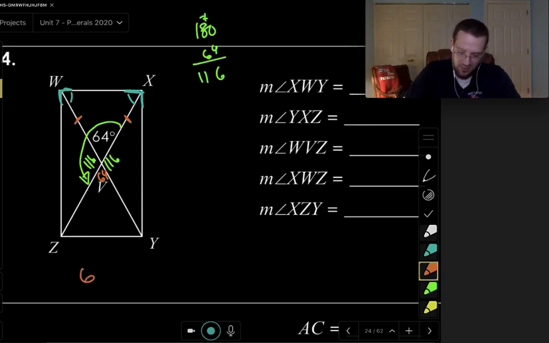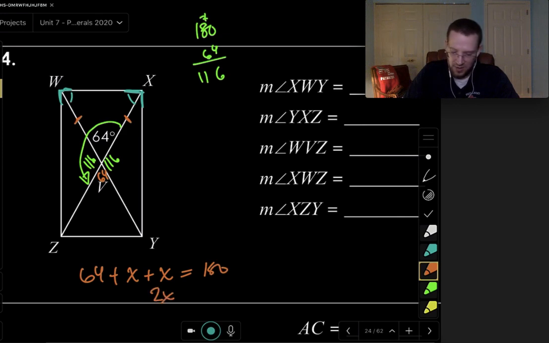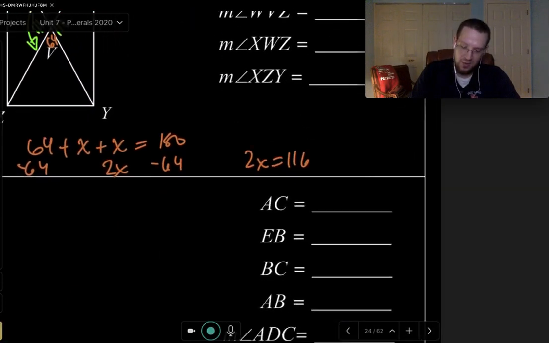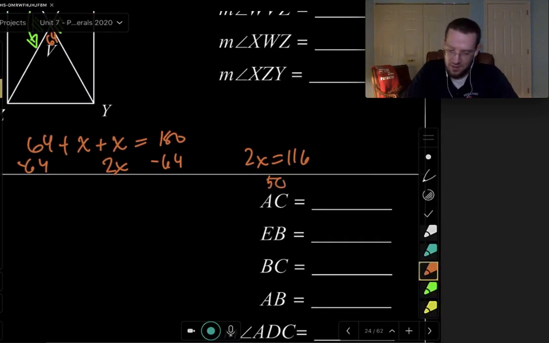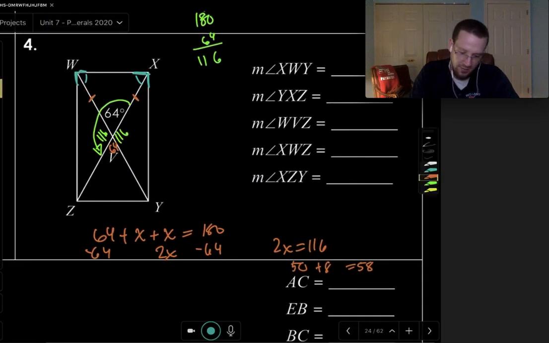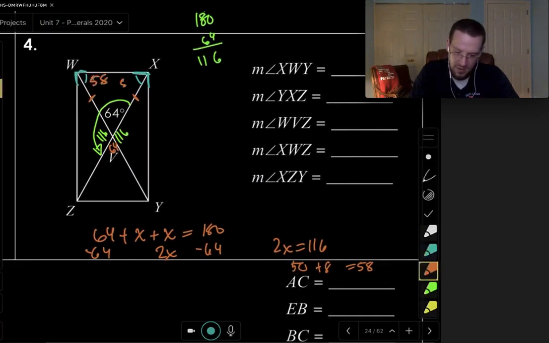And so I know that 64 plus some value, let's call it x, plus the same value is going to be equal to 180. x plus x is 2x. I can subtract 64 from both sides, and so this is going to be 2x is equal to 116. 116 divided by 2 is going to be, let's see, 50 plus 8. This is 58. And so that means that this angle down here is 58 and 58.